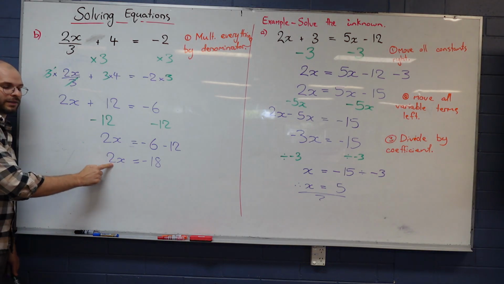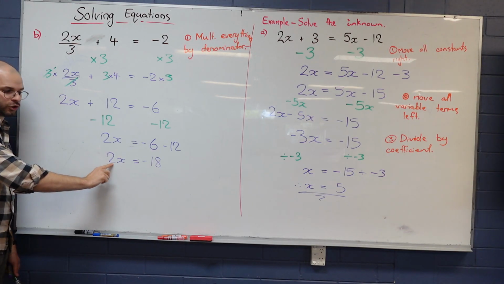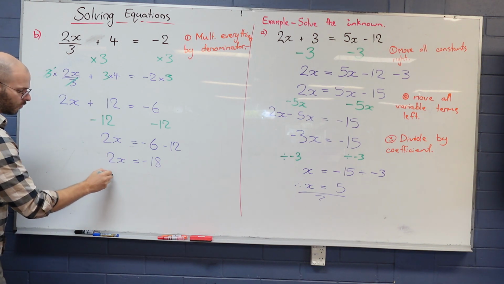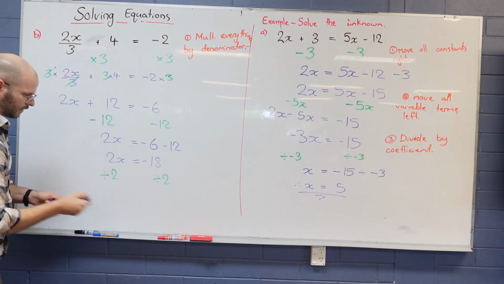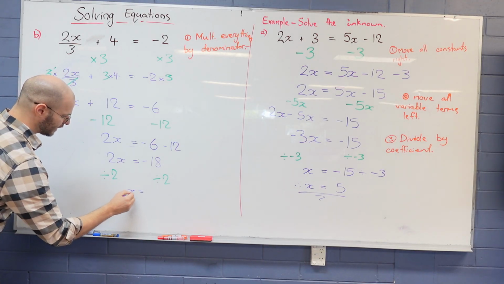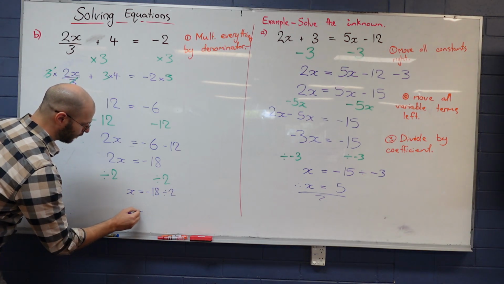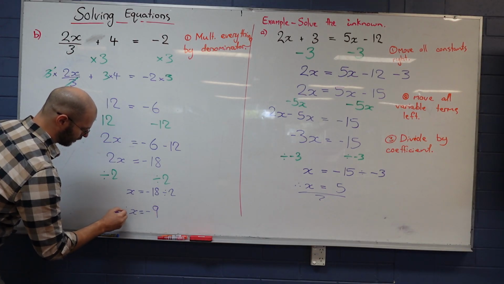What do we want to get rid of now, Jet? The 2. We get rid of the coefficient. To get rid of a coefficient, we divide by the coefficient. x equals minus 18 divided by 2. And half of 18 is going to be 9.